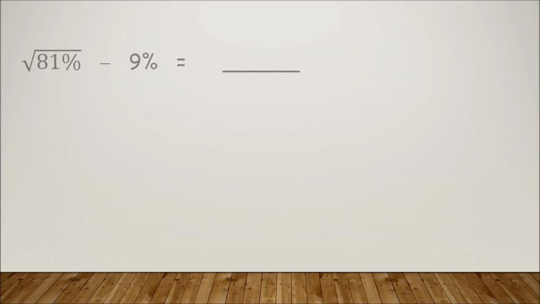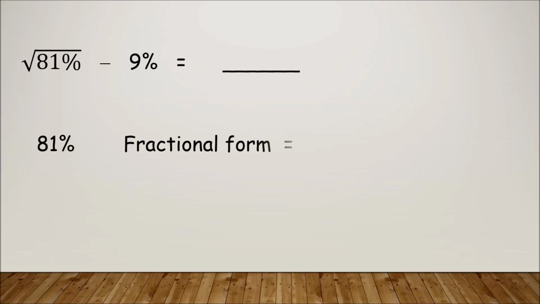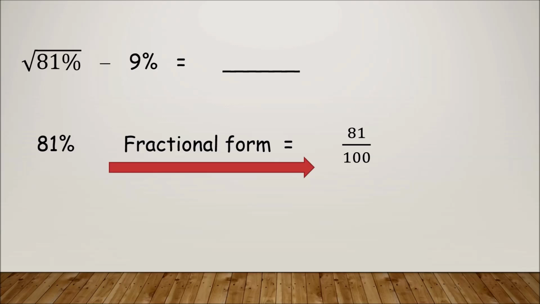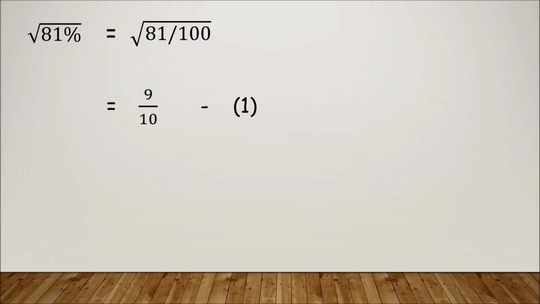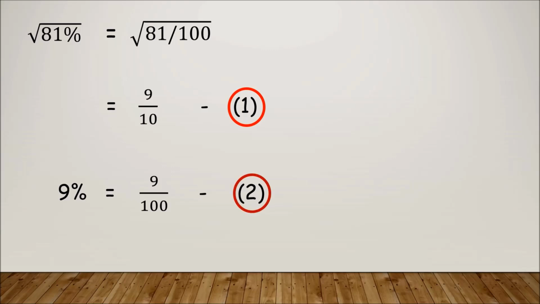Now, coming back to our multiple choice question, first we convert 81% into its fractional form, which is 81 divided by 100. Then square root of 81% is equal to square root of 81 divided by 100. Taking separate square roots of the numerator and the denominator, this becomes 9 by 10. Let this be equation 1. After that, we convert 9% to its fractional form, which is 9 by 100, and this will be equation 2.